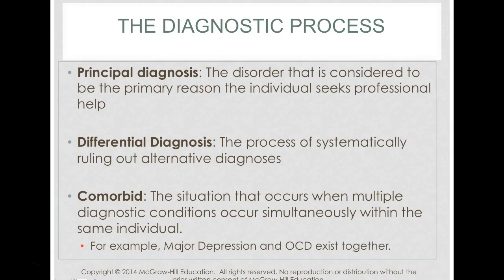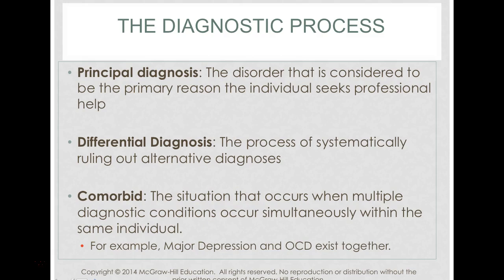Okay, so here we have the diagnostic process, and this is what I was talking about a little bit when I was talking about how you actually write out a diagnosis. The principal diagnosis is the disorder that is considered to be the primary reason the individual seeks professional help. Okay, so how you get to the place of understanding what the principal diagnosis is for somebody is you make sure that you do a very thorough assessment of what is happening for them, their symptoms, and all of that.